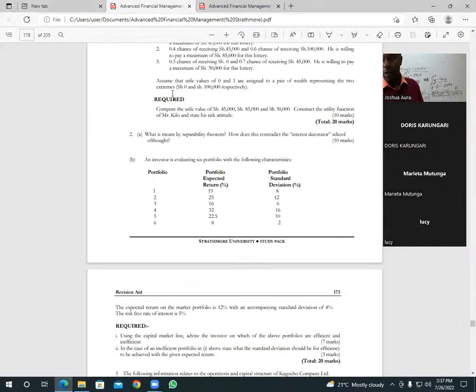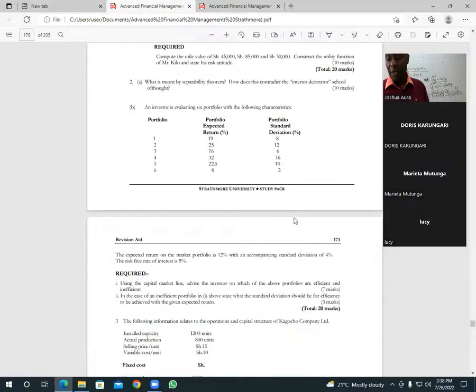What if they gave us something like this? I'll bring something that's very close to this. An investor is evaluating 6 portfolios with the following characteristics. So they've given us portfolios 1 to 6. We have portfolio expected return. Then they have given us portfolio standard deviation.